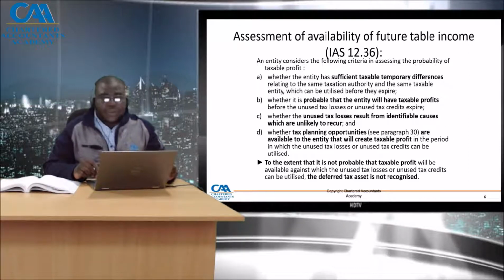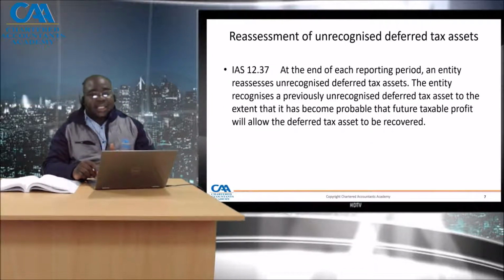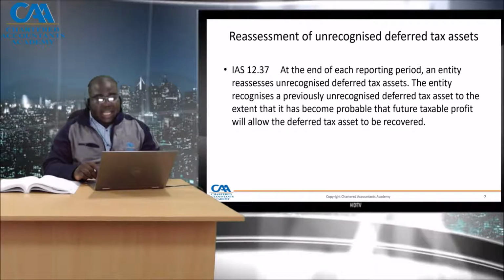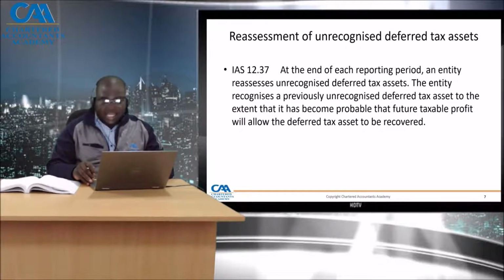There is need of reassessment of the deferred tax asset on an annual basis. So at the end of the reporting date, an entity reassesses the unrecognized deferred tax asset. The entity recognizes a previously unrecognized deferred tax asset to the extent that it becomes probable that future taxable profits will allow the deferred tax asset to be recovered.